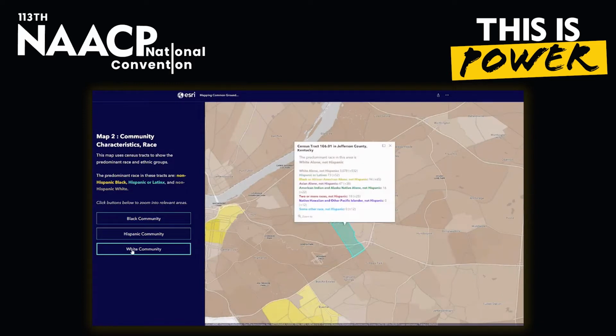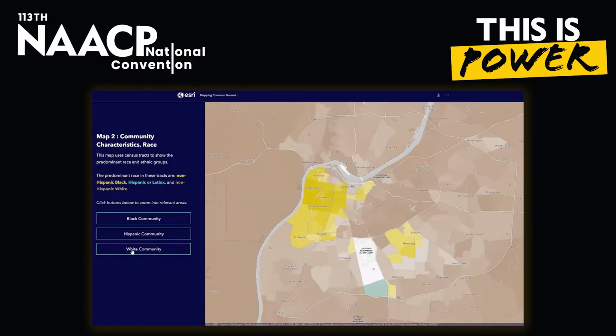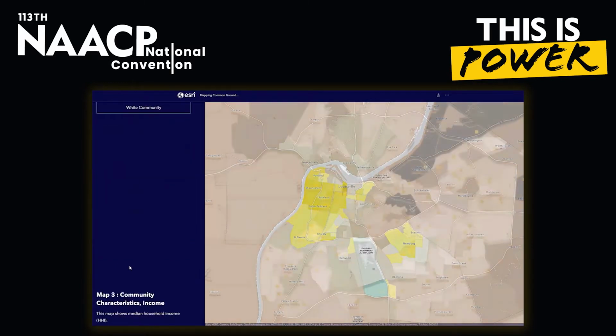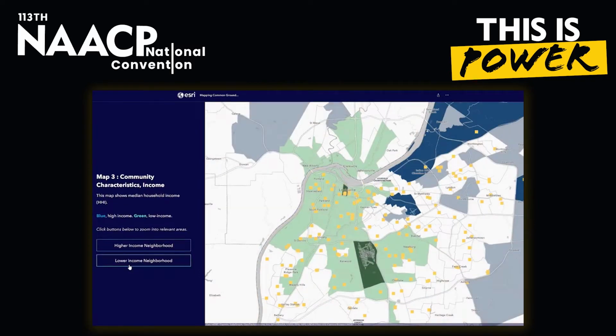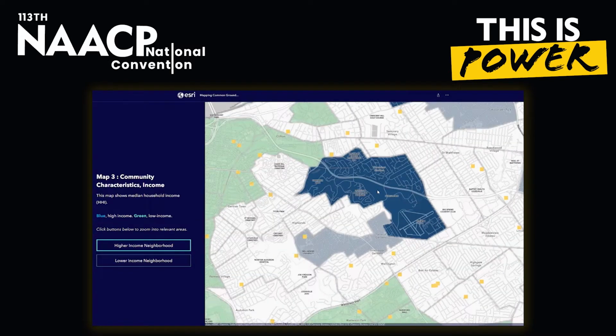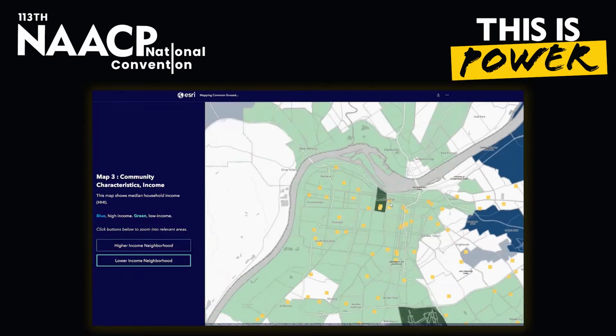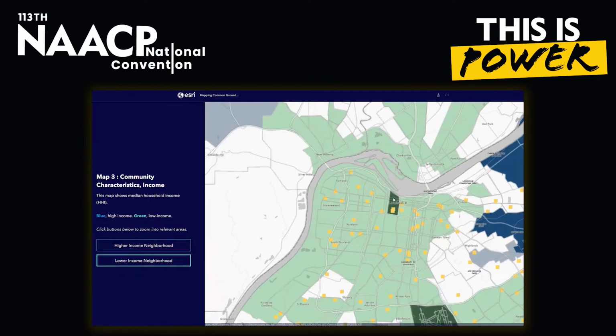Now, when looking across the map, we can see that the Black and Brown communities appear to be smaller or more concentrated than white communities throughout the county. Let's move on to income. We're looking at the median household income. Areas in darker blue have the highest income, while areas in darker green have the lowest income.